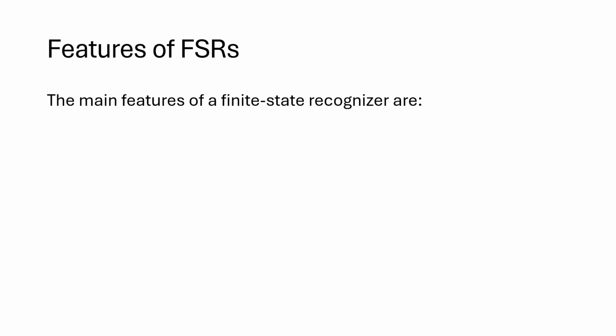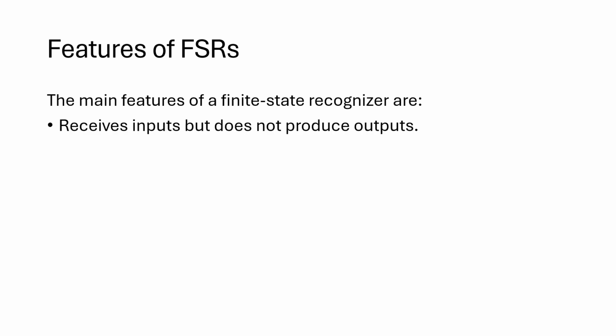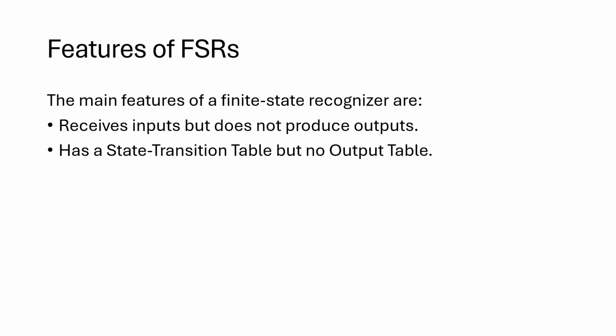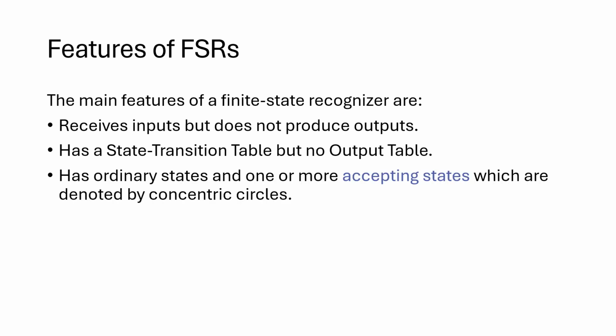Now, if you want to be more specific, a finite state recognizer has inputs, so it reads a stream of input symbols, but as I said, they don't generate any output. Of course, when they read the input symbols one at a time, they need to transition from the initial state potentially to other states. So there will be a state transition table, but because they don't generate any outputs, we don't have an output table for this type of machines.